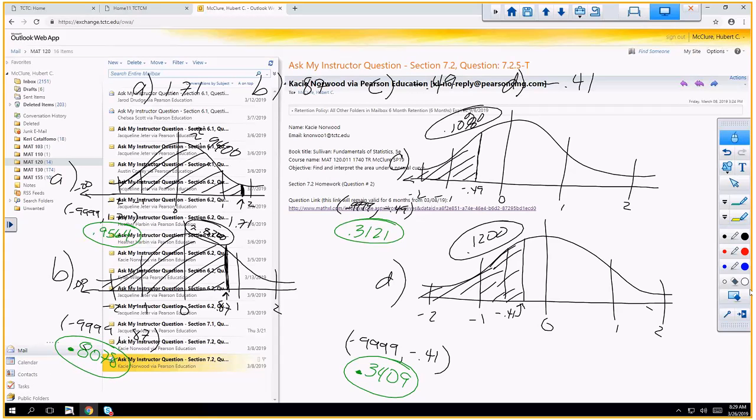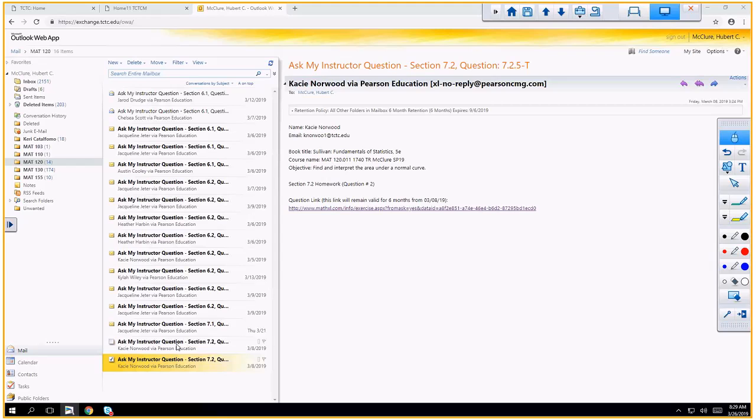Next one. I'm going to do both these, 7.1 and 5.